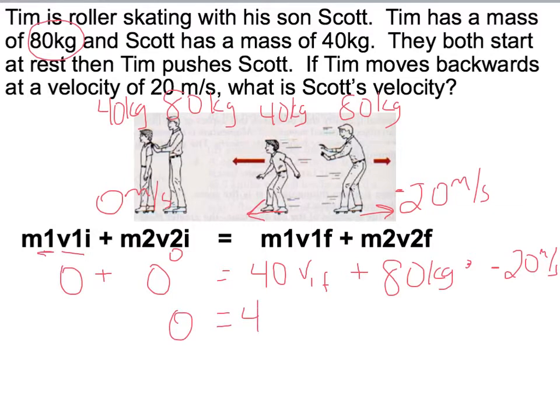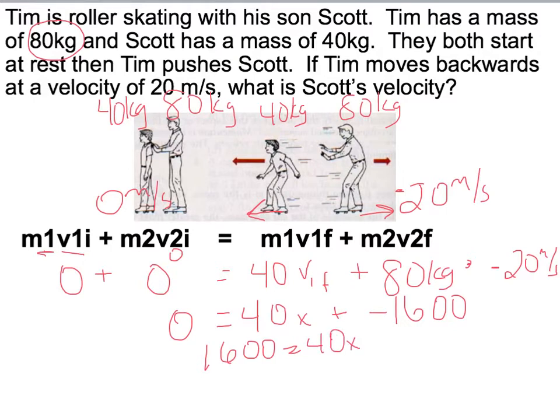Now I'm just going to put an x here instead of velocity 1 final. And if you take your calculator and multiply 80 by 20, you'll get 1600. So what we have here is 0 equals 40x plus 1600. We can add 1600 to both sides and get 1600 equals 40x.